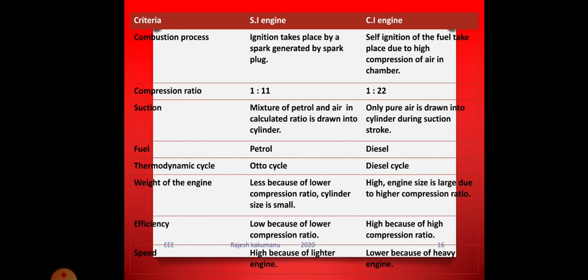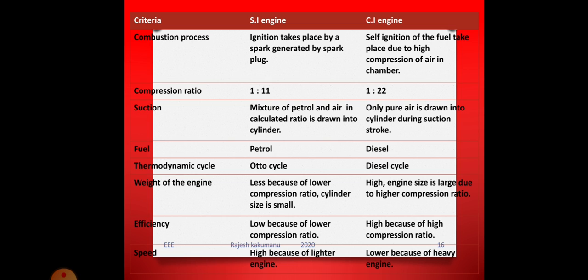What is the weight of the engine? The weight of the engine for SI engines is less because of the low compression ratio and the construction of the cylinder is small. What happens in the CI engine? Here the weight of the engine is heavy. The engine size is large due to the higher compression ratio. What is the compression ratio in the CI engine? It is 1 is to 22. That is why the weight of the engine is large, as the high compression ratio takes place.